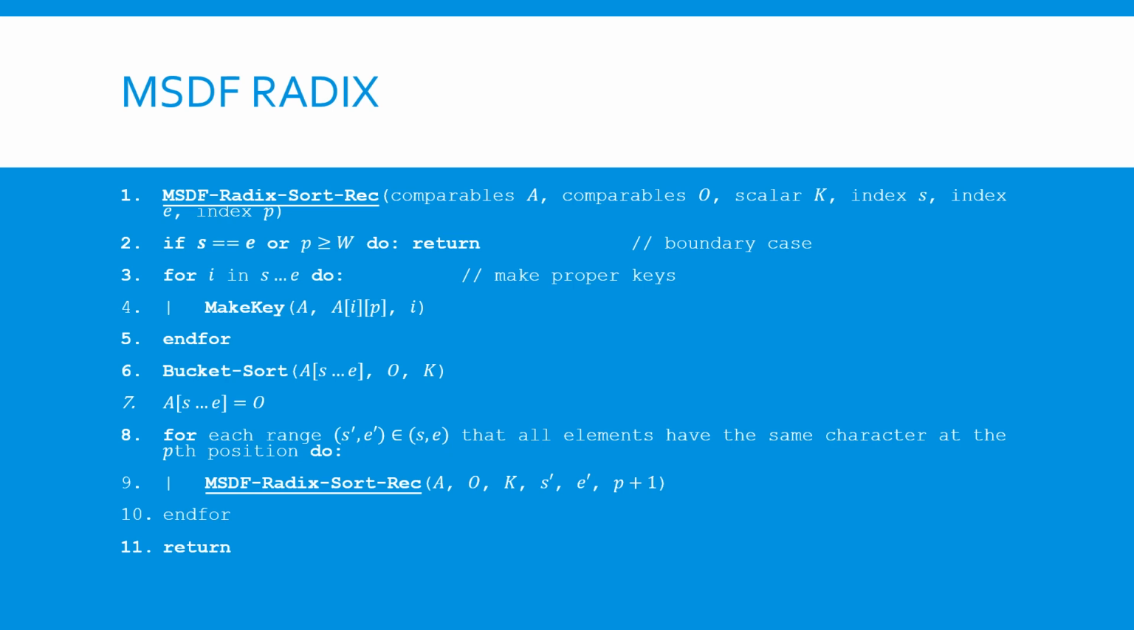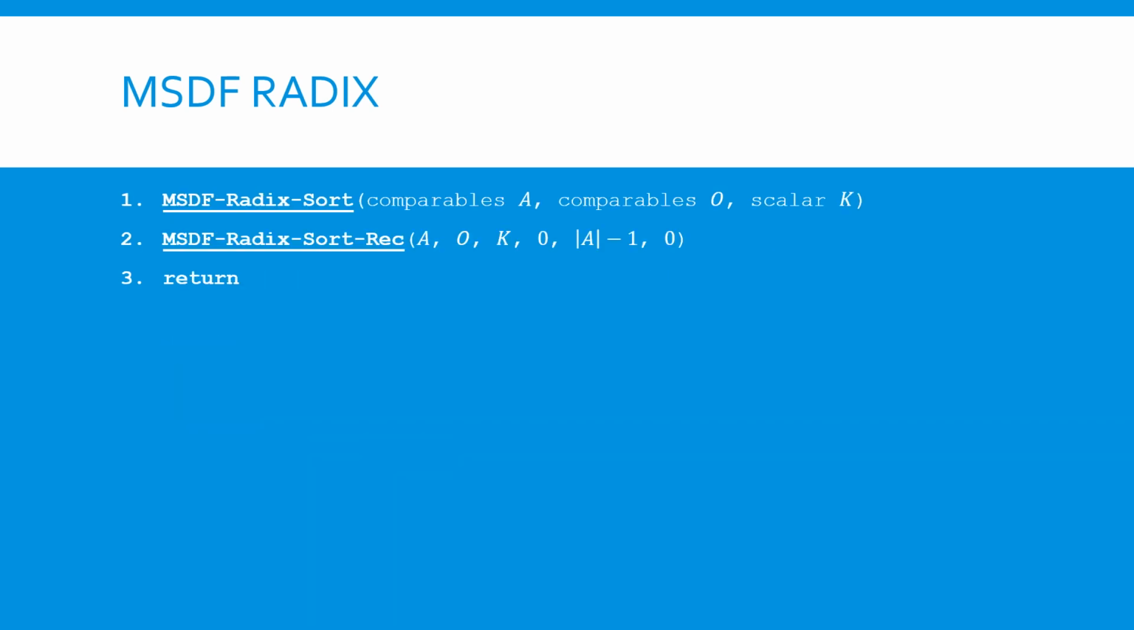In lines 8 to 10, we recursively sort strings that share the same p-long prefixes. Note that we increase p by 1 when going deeper with the recursion, which corresponds to the MSDF Radix sort direction. And we can have this driver function, which initiates the recursive function call with the entire set of strings and the first position as the key information.